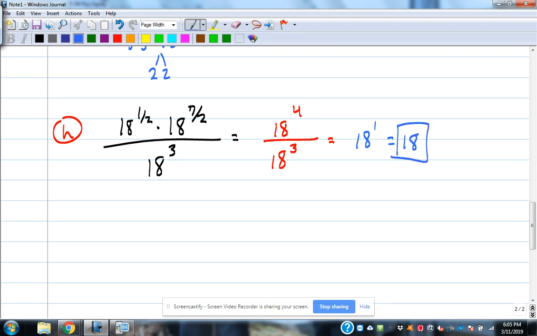And on that one, we didn't even break down the 18 because we already had the same base. If the bases weren't the same, I might be tempted to break it down, but I didn't need to on this one because all of them were 18s. So that makes it a little easier to do.